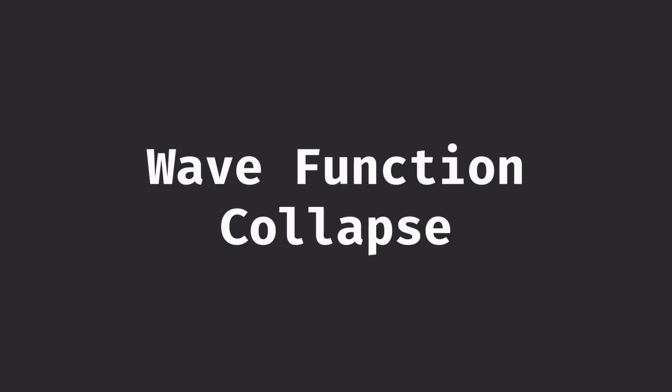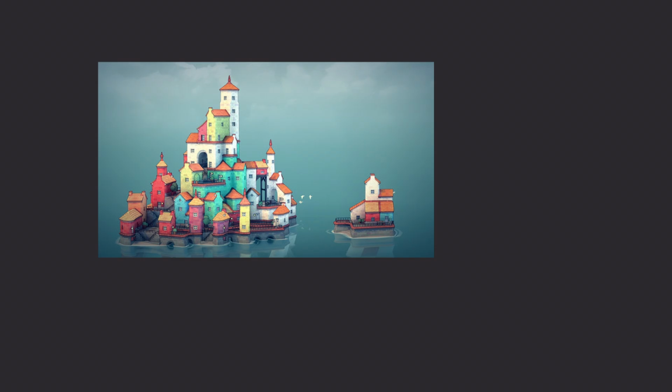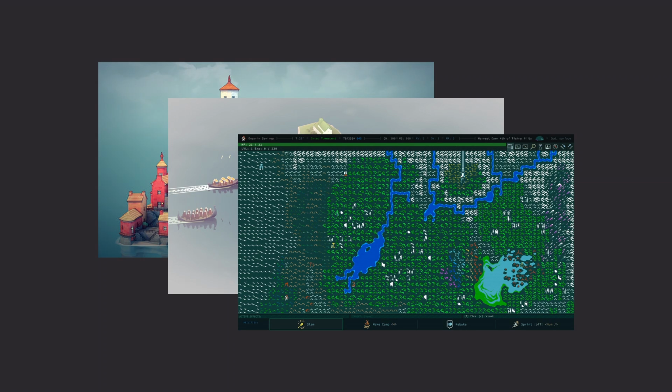The wave function collapse algorithm is a promising procedural generation algorithm that can generate interesting results from a single sample. Wave function collapse has been successfully used in games such as Townscape of Bad North and Caves of Qud. However, it has some limitations.